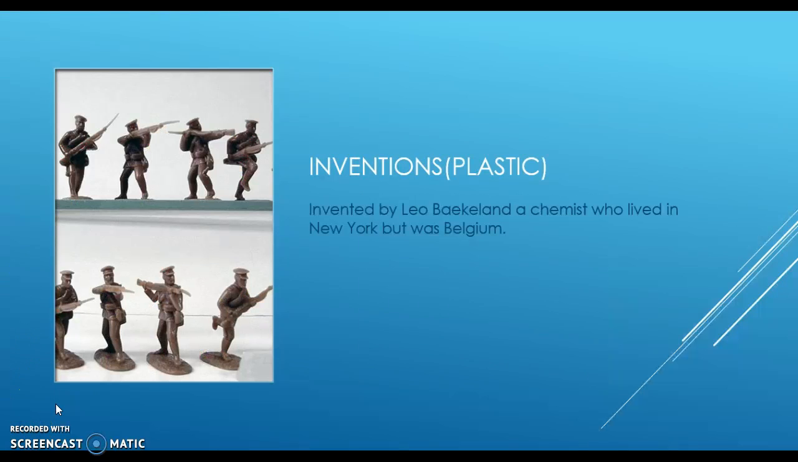There were many inventions in 1905, such as windshield wipers and silencers for guns, as well as plastic. I mainly decided to just focus on plastic. And plastic was invented by Leo Baekeland, a chemist who lived in New York but was known to be Belgian. He had also created the first successful photographic paper and had sold it for $1 million.